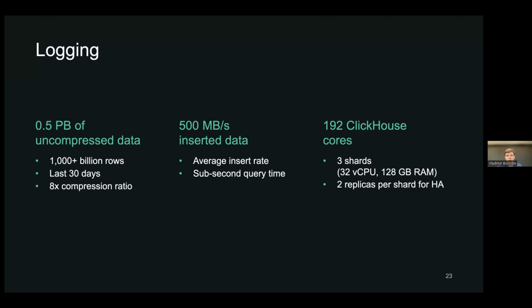So for example, if you query logs for the last 3 days, it would be fast. If you query logs for, I don't know, 3 weeks ago, that would take time. That would not be sub-second latency, but you don't do it really often. And for all that 0.5 petabytes of data, you only need less than 200 ClickHouse cores. We use 3 shards, and again, with 2 replicas per shard for high availability.